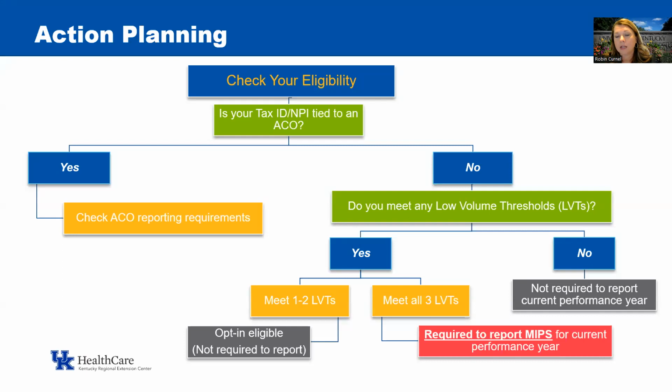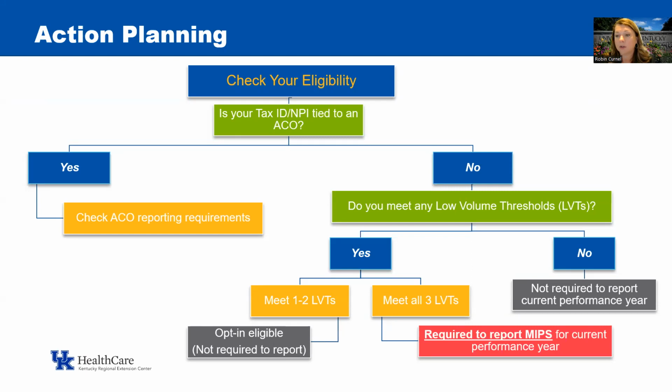So once you check your eligibility, there are some decisions at this point that you have to make. One is, is your tax ID or your group tied to an accountable care organization? And if they are, then you automatically go to the ACO side and check what reporting requirements you must meet for them. If you're not tied to an accountable care organization, then you need to decide if you meet any low volume thresholds. And if you do, do you meet one or two of them, or do you meet all three? Or if you don't at all.